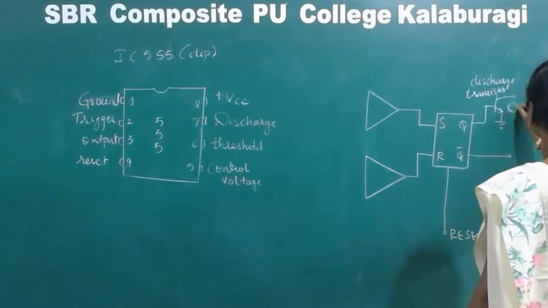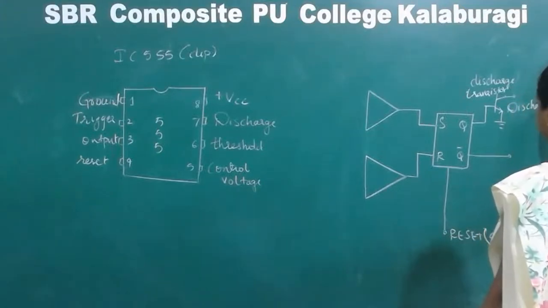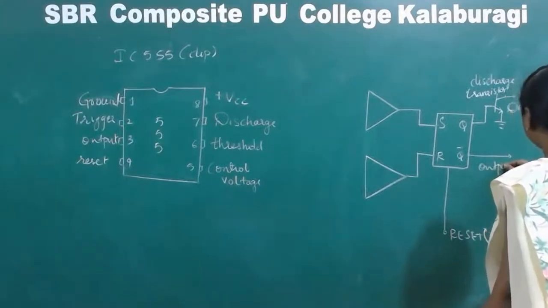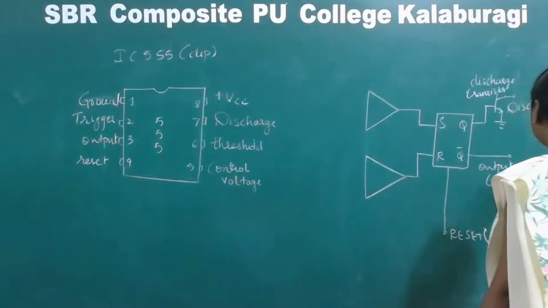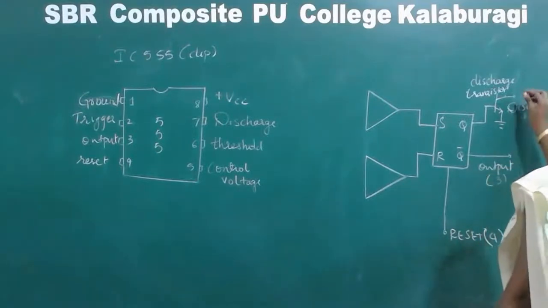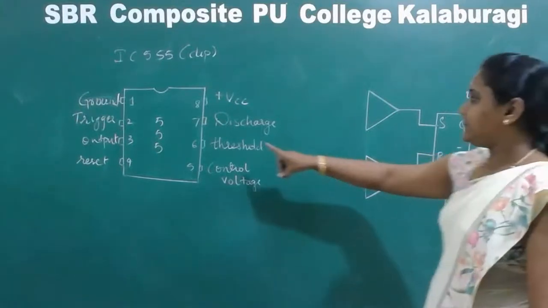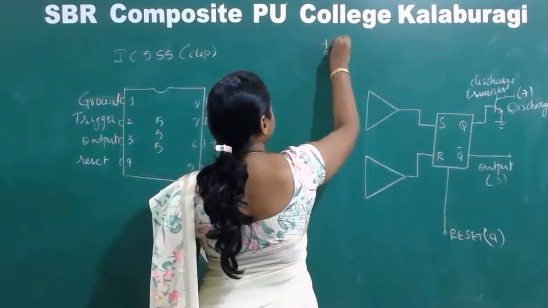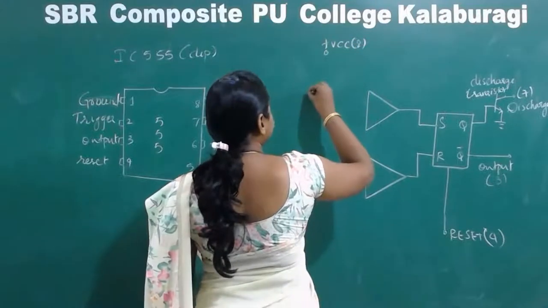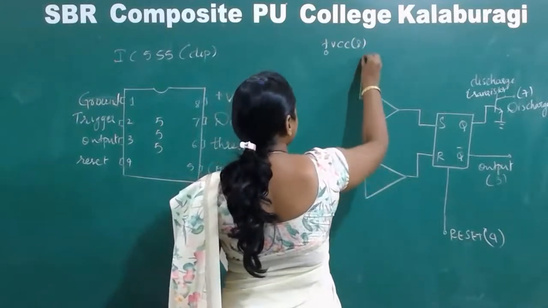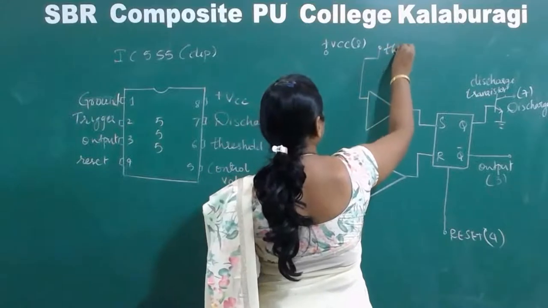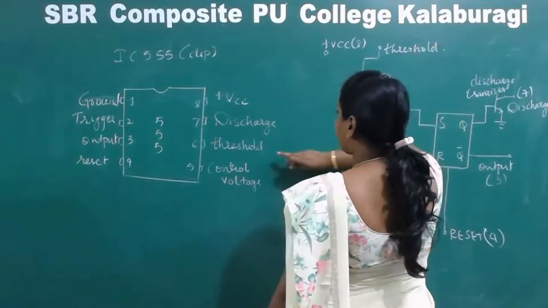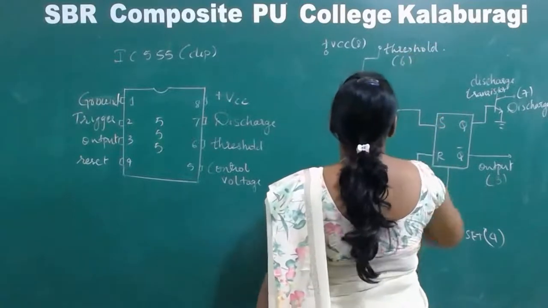Here is discharge, the output is discharge. And here is the output, that is pin number 3. And this is pin number 7, discharge. Apart from this, this is plus VCC, that is pin number 8, applied here. This pin will be threshold, and threshold is pin number 6.